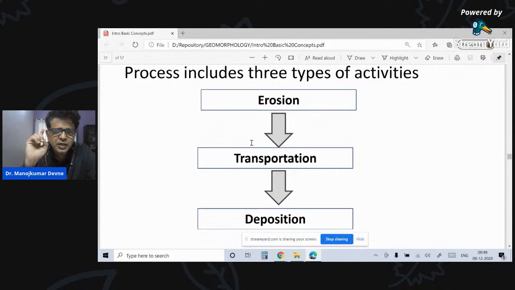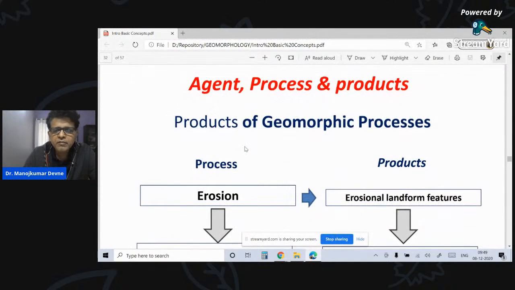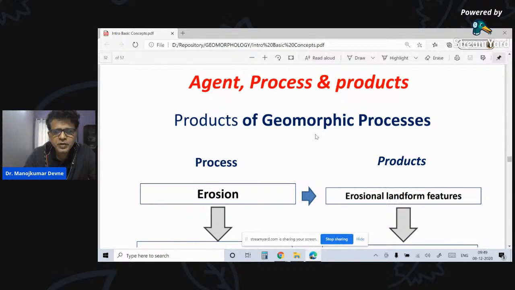So keep these things in mind. Erosion, there are basic processes that lead to that, irrespective of the agents. Deposition, again, there are basic processes irrespective of the agents, is something that you have to keep in mind very, very seriously. What are the products of geomorphic processes?